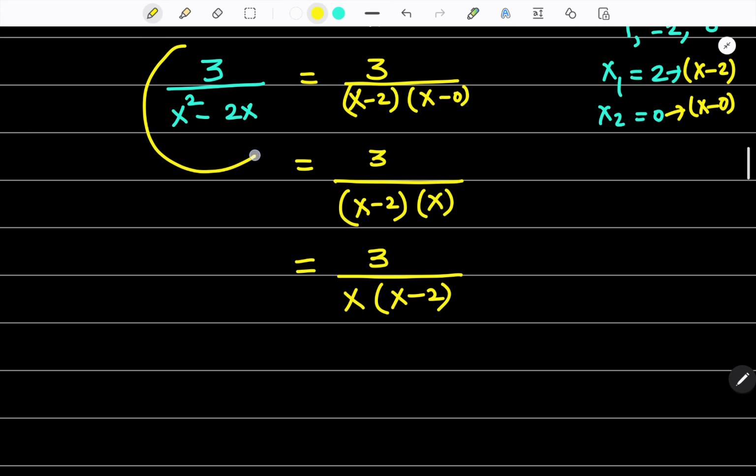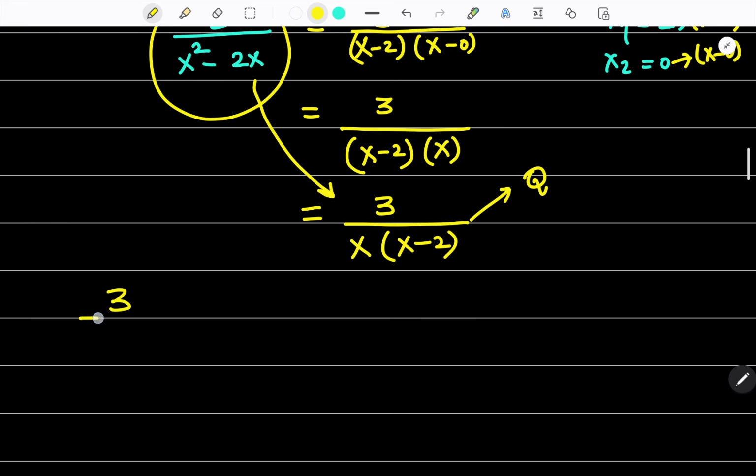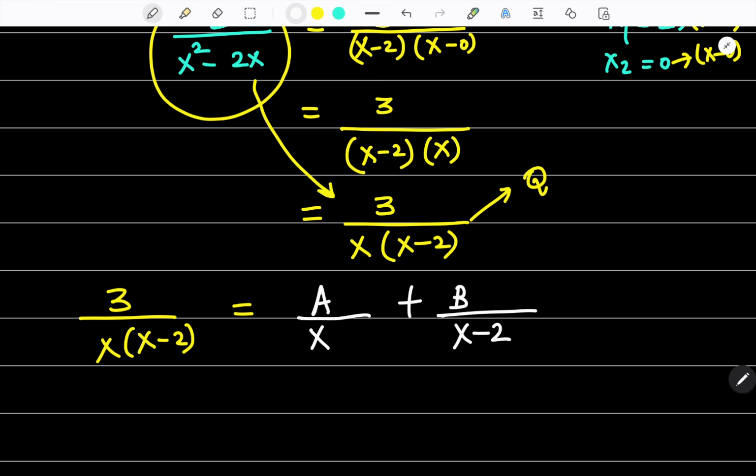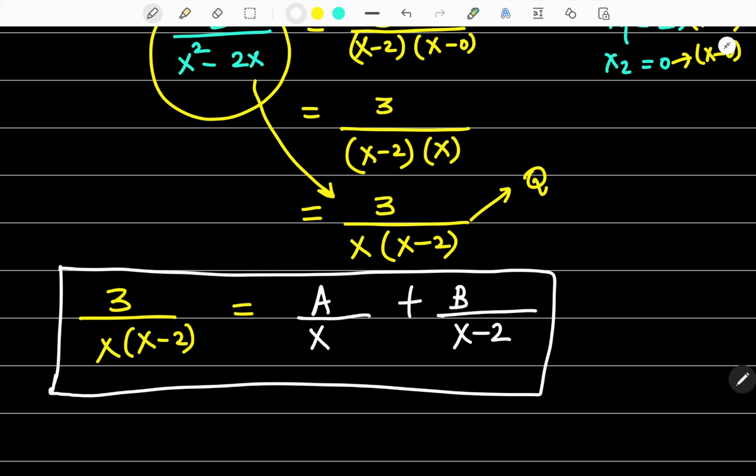Now your question is converted into what? This is your question. So for this question, 3 divided by x times x minus 2, we are going to write partial fractions. How do we write? A divided by x plus b divided by x minus 2. You can stop here because the question is do not solve for constants. Clear all of you? Right? It's very simple. So in this way, we have done the partial fractions.